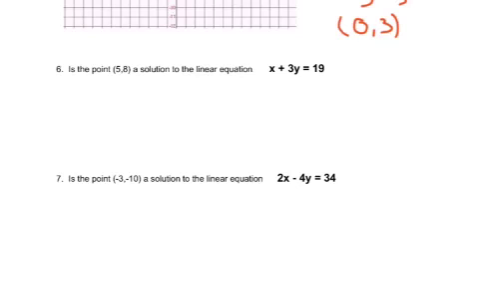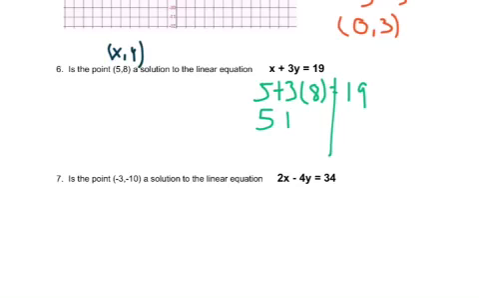So this one, we are just plugging in our values into our equation to see if it's a solution. Remember, if it's a solution, it would work. Both sides would match up. And remember, I'm hoping you remember by now, it's always x comma y in an ordered pair. So over in my equation, instead of x, I plug in 5 plus 3. Instead of y, I plug in 8. And I want to know if this equals 19.